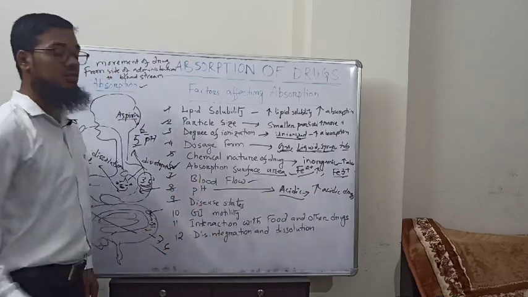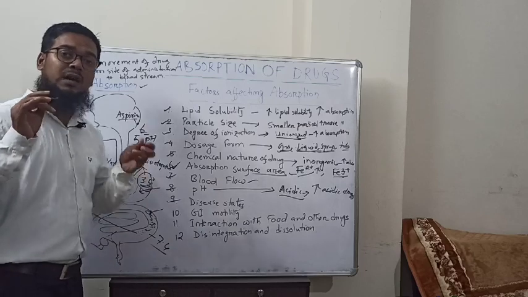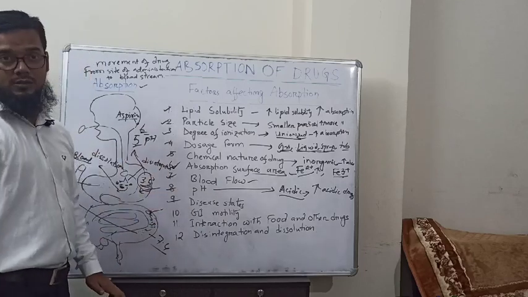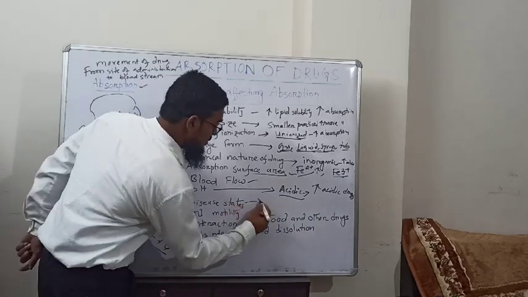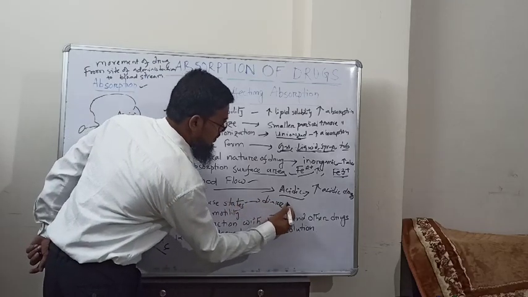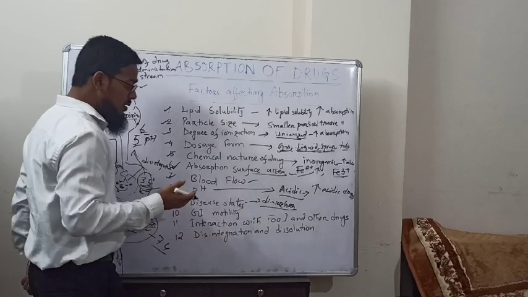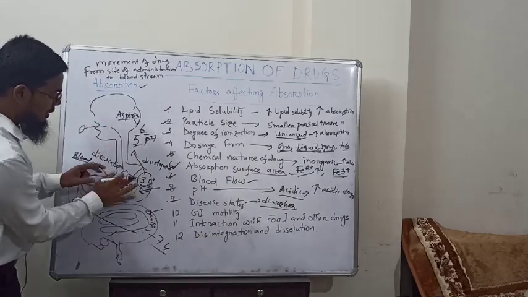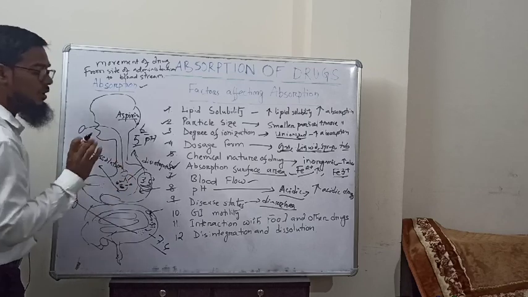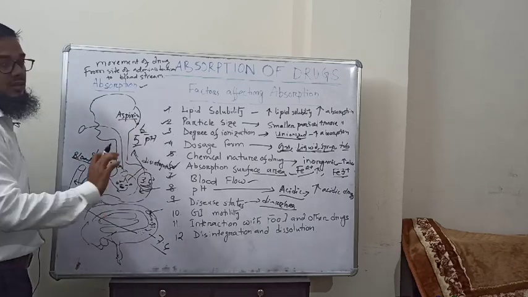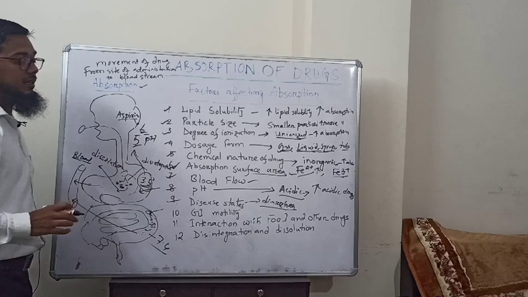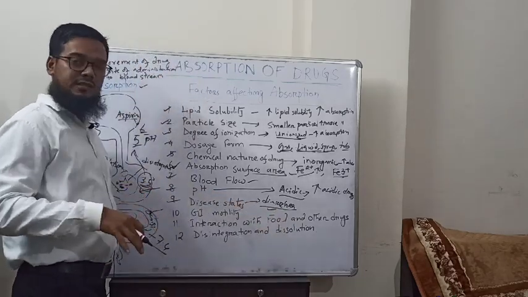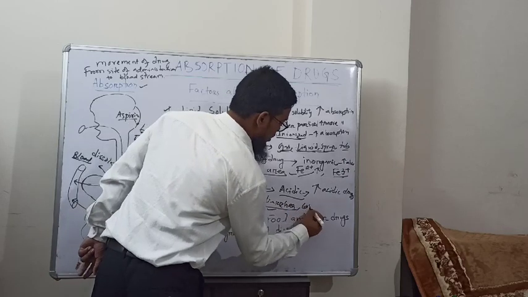Next, disease condition. In some diseases, the absorption will alter. For example, if anyone suffers from diarrhea and takes a drug with food, then the drug will stay for very little time in our GIT tract, and the absorption will decrease. That is the case in diarrhea, or in some other disease like constipation.